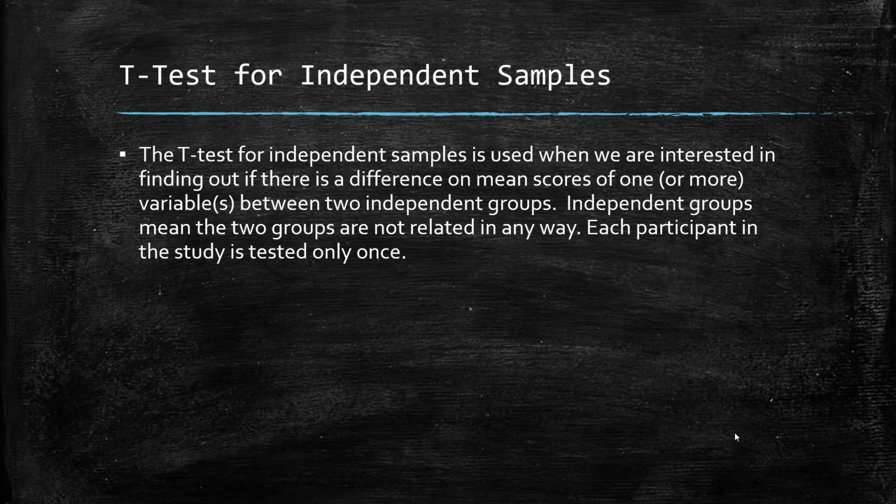So in our first classroom example, we're actually determining the difference in knowledge about bullying awareness between boys and girls. Boys and girls are our two independent groups, and we're testing them on their knowledge of bullying awareness. So we're testing them only once. So that's the t-test for independent samples.